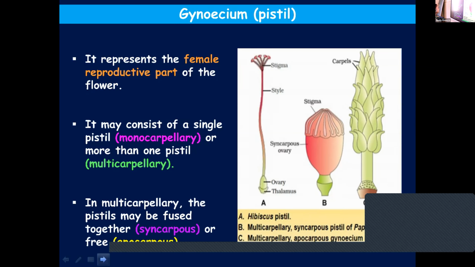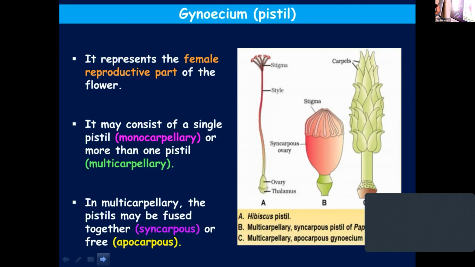Okay, hope you have understood. Gynoecium, it's a female reproductive part. It can have a single pistil or many pistils, monocarpellary or multicarpellary. And in the multicarpellary condition, the pistils may be either fused or free. When they are fused together, syncarpous. When they are free, apocarpous. Example for monocarpellary pistil, hibiscus. Then multicarpellary syncarpous, Papaver, and Michelia for multicarpellary apocarpous, where the carpels or pistils are free.